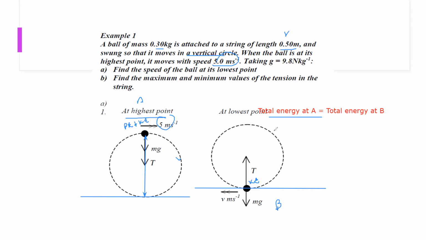The total energy at A is the potential energy plus kinetic energy. What is the total energy at B? The total energy at B is only the kinetic energy. To find potential energy, the formula is mgh.